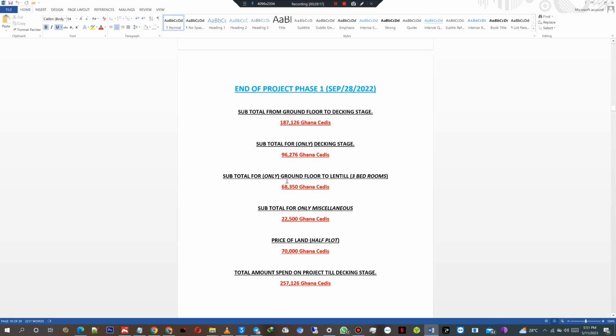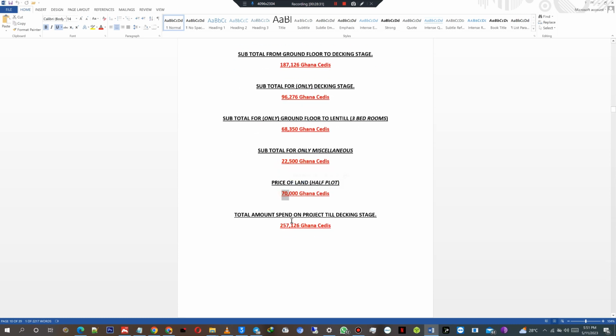So this was the ground floor to the lintel estimate, which is 68,350 Ghana cedis, and miscellaneous was 22,500 Ghana cedis, and I bought the land, half plot, for 70,000 Ghana cedis. So the amount spent on the project at decking stage was 257,126 Ghana cedis, which is 2.5 billion. So we're going to roll it over to 2.6 billion Ghana cedis for the 3-bedroom ground floor to first floor casting.